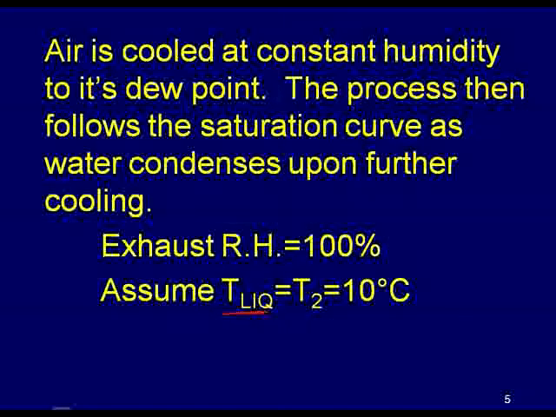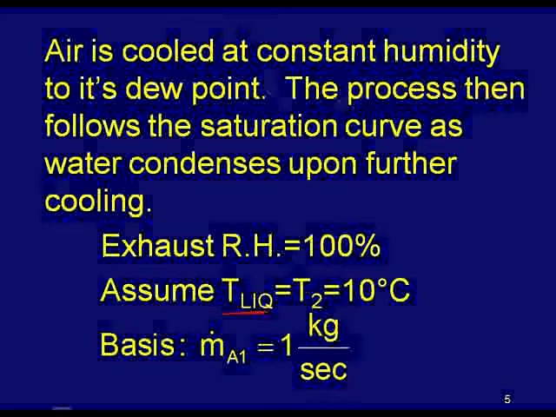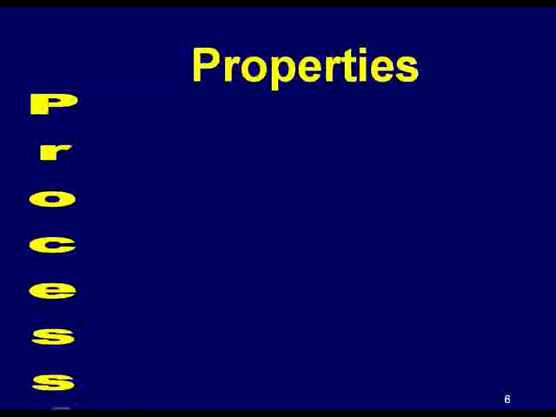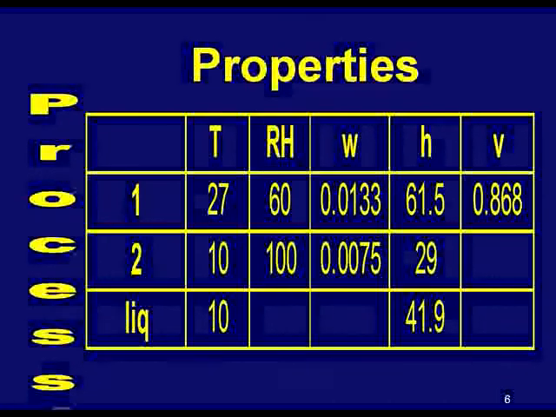What I'll do now is specify some states. Let's take a basis of mass flow of air as 1 kilogram per second of just dry air, but of course we have the water coming in with that air. Next we'll set up a property process table. You have the initial temperature, 27, and 60% relative humidity, which was specified. We can find all the other properties: the absolute humidity, or the humidity ratio as it's often called.